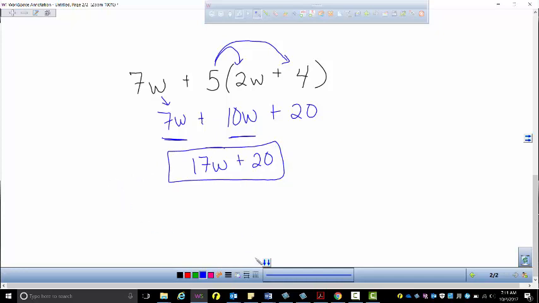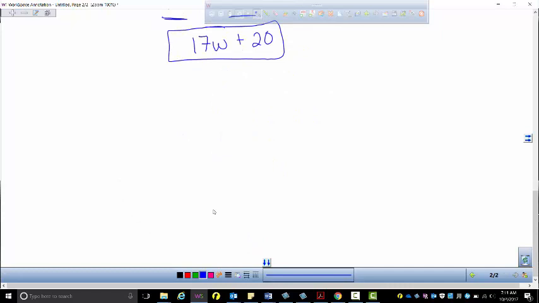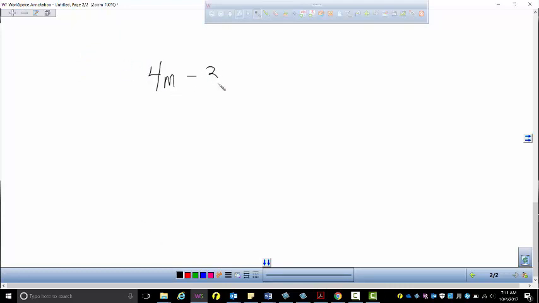Alright, so let's look at something else when we simplify. Let's say this time we have 4m minus 3 plus 7 plus 2m. So on this one we have to be careful to put the right things together. This one has an m and this one has an m. So it's 4m, like monkeys, right? 4m plus 2m is 6m.